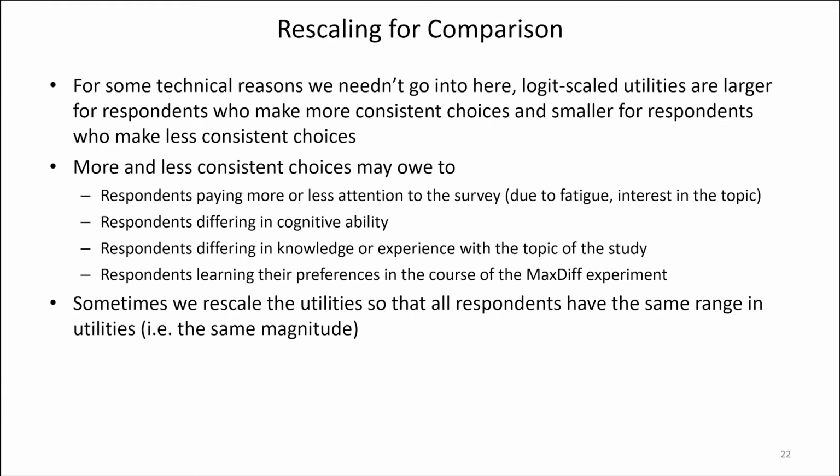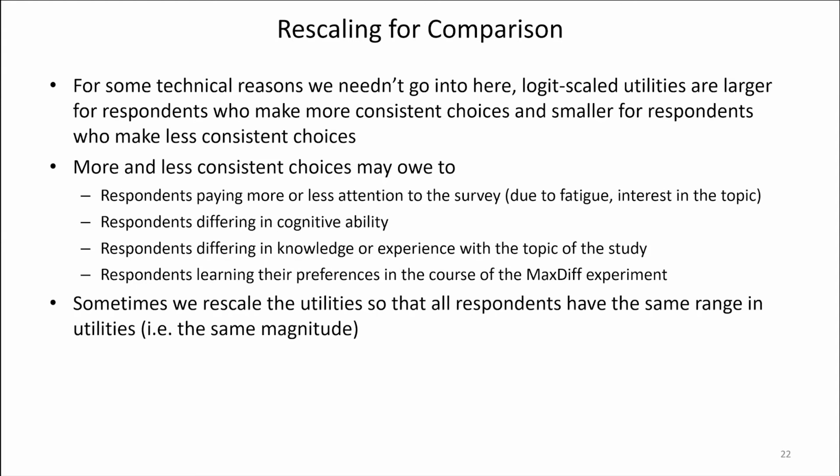So for a lot of reasons, we might see these differences in consistency. And if we want to get rid of those differences in consistency and say, hey, we don't want to segment our respondents or analyze them based on how consistent they were, we really care about what they value, we can rescale the utilities so that each respondent has the same range. They all have the same magnitude, and that makes them comparable.